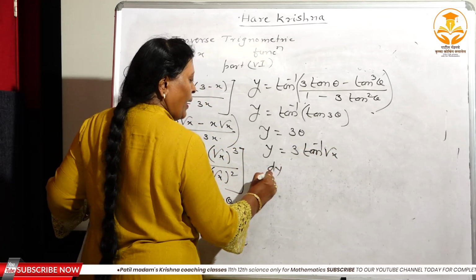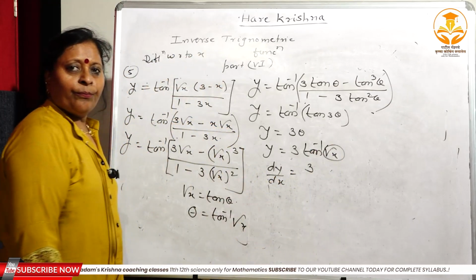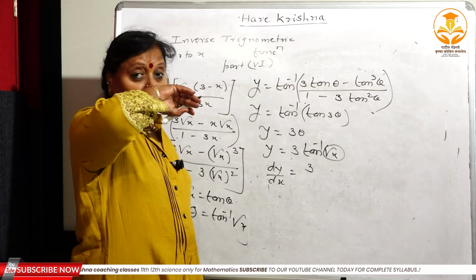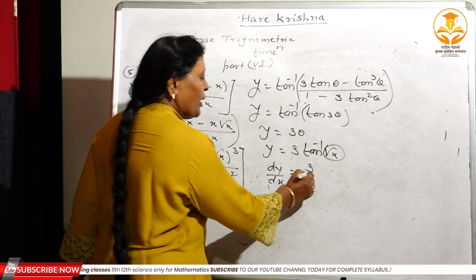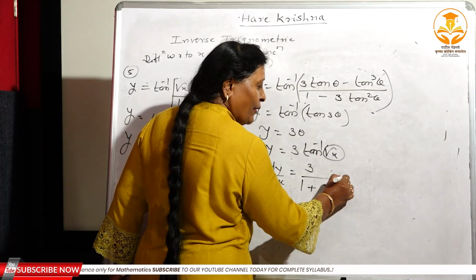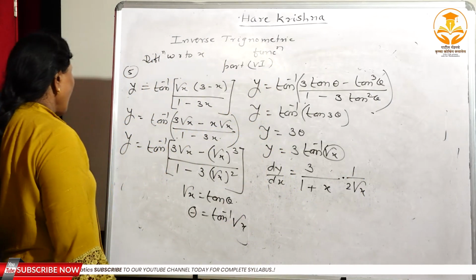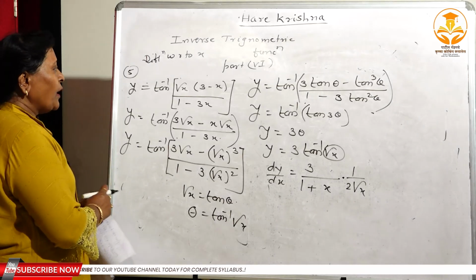Therefore, dy by dx: 3 remains as it is. Again apply the chain rule. What is the derivative of tan inverse u? 1 upon 1 plus u square, that means 1 upon 1 plus root x square, which means 1 plus x, and the derivative of root x is 1 upon 2 root x. This is about the fifth unusual one.